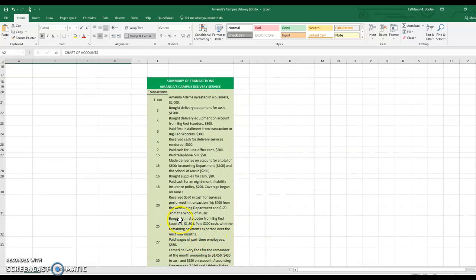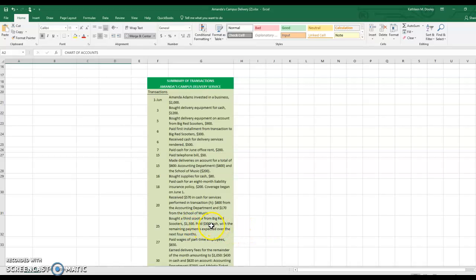Okay, next one. We bought a third motor scooter from Big Red Scooters for $1,500. This time we paid a $300 cash down payment, and then we're going to make payments on the rest. This is what's called a compound entry, or what I sometimes call a three-parter, because we're receiving one thing, a motor scooter worth $1,500, but we're giving up two different things.